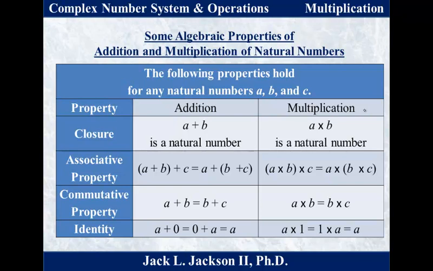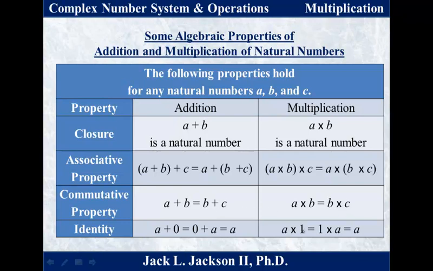The commutative property also works. A plus B is the same as B plus A, that should say. A plus B is the same as B plus A. I'll fix that on the slide. And then A times B is the same as B times A. So these C's should be A's in this line here.